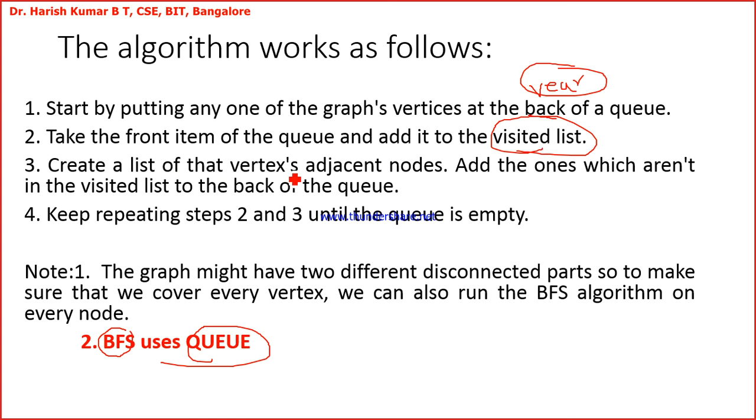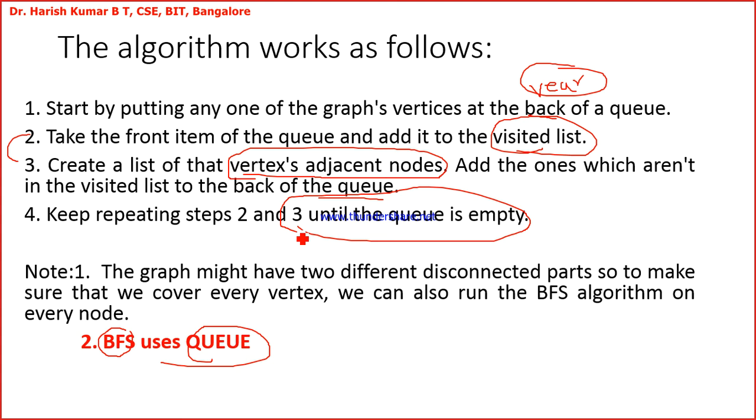And then create a list of the vertex's adjacent nodes. After you take out a node from the front end of the queue and add it to the visited list, you have to find out the adjacent nodes of that node, the node which you visited right now. Add the ones which are not in the visited list to the back of the queue. Then take those, find the adjacent nodes and add only those adjacent nodes which are not in the visited list. So keep repeating steps 2 and 3 until the queue is empty, same as the previous one. The only thing is we are using queues here.